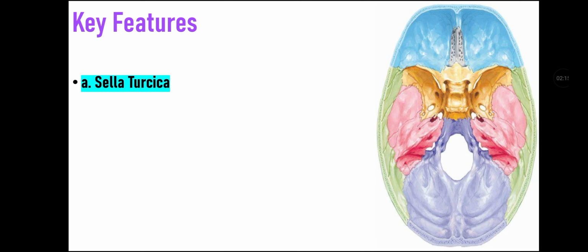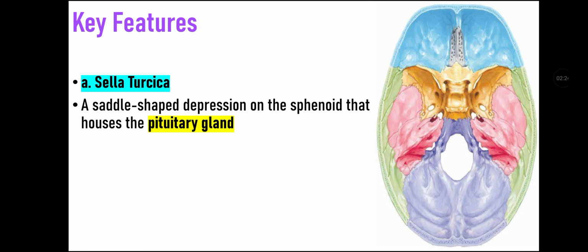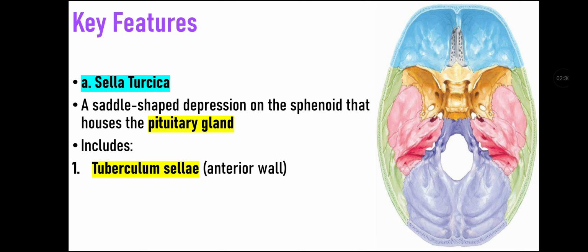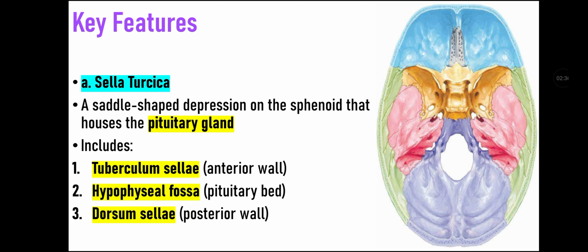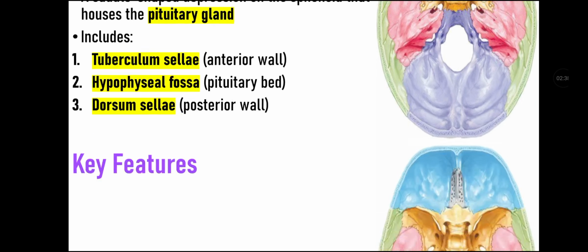First is sella turcica. As you can see here in the diagram, the depression in the sphenoid bone is sella turcica. It is a saddle-shaped depression on the sphenoid bone that houses the pituitary gland. It includes tuberculum sellae, that is its anterior wall, and hypophyseal fossa, that is pituitary bed, and dorsum sellae, that is the posterior wall of sella turcica.